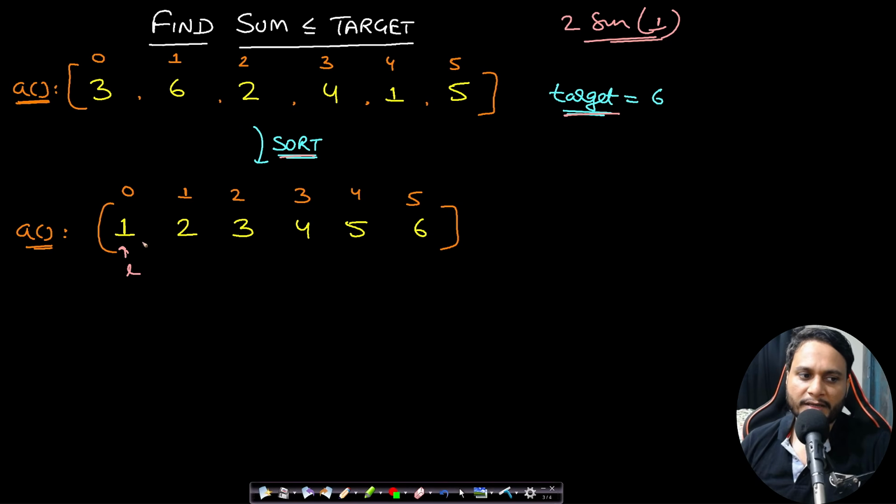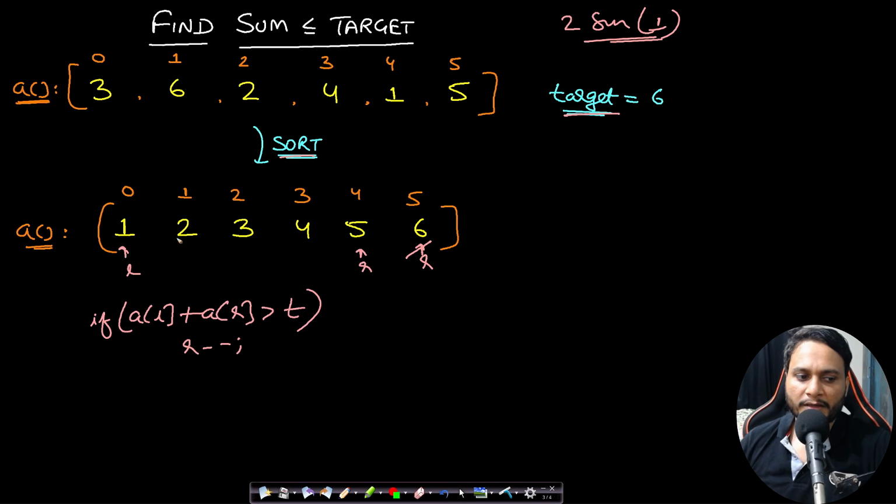So I will be taking an L value at 0 and the R value at 5. And now I can compare if array at L plus array at R is greater than the given target T, then I will be moving the R pointer to the left. In this case 1 plus 6 is greater than 6, and that is why I need to decrease the sum, so I will be moving it to the left hand side. So the R is now pointing to index number 4.